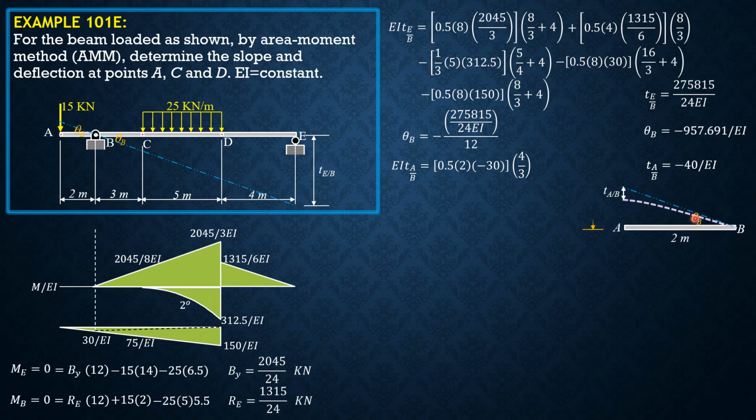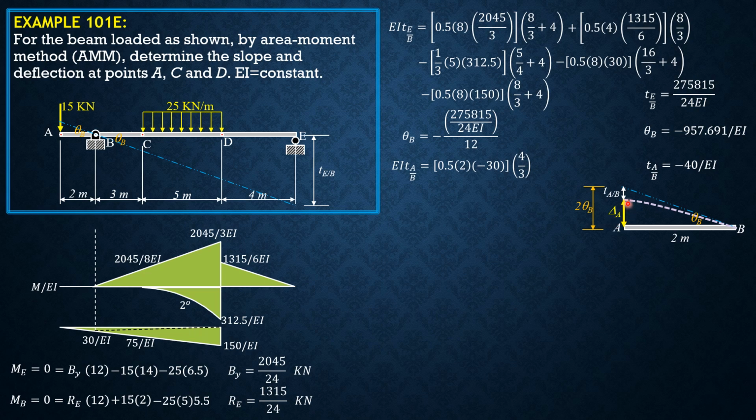The distance of the point on the reference tangent to point A on the beam is, because this is 2 meters and that is theta B, so the entire distance is 2 times theta B. And this is the deflection at A, which is expected positive. From the figure, delta A is positive of absolute value of 2 theta B minus absolute value of deviation of A relative to the tangent at B, which is negative 40 over EI. And since we already computed theta B, we can now compute delta A.